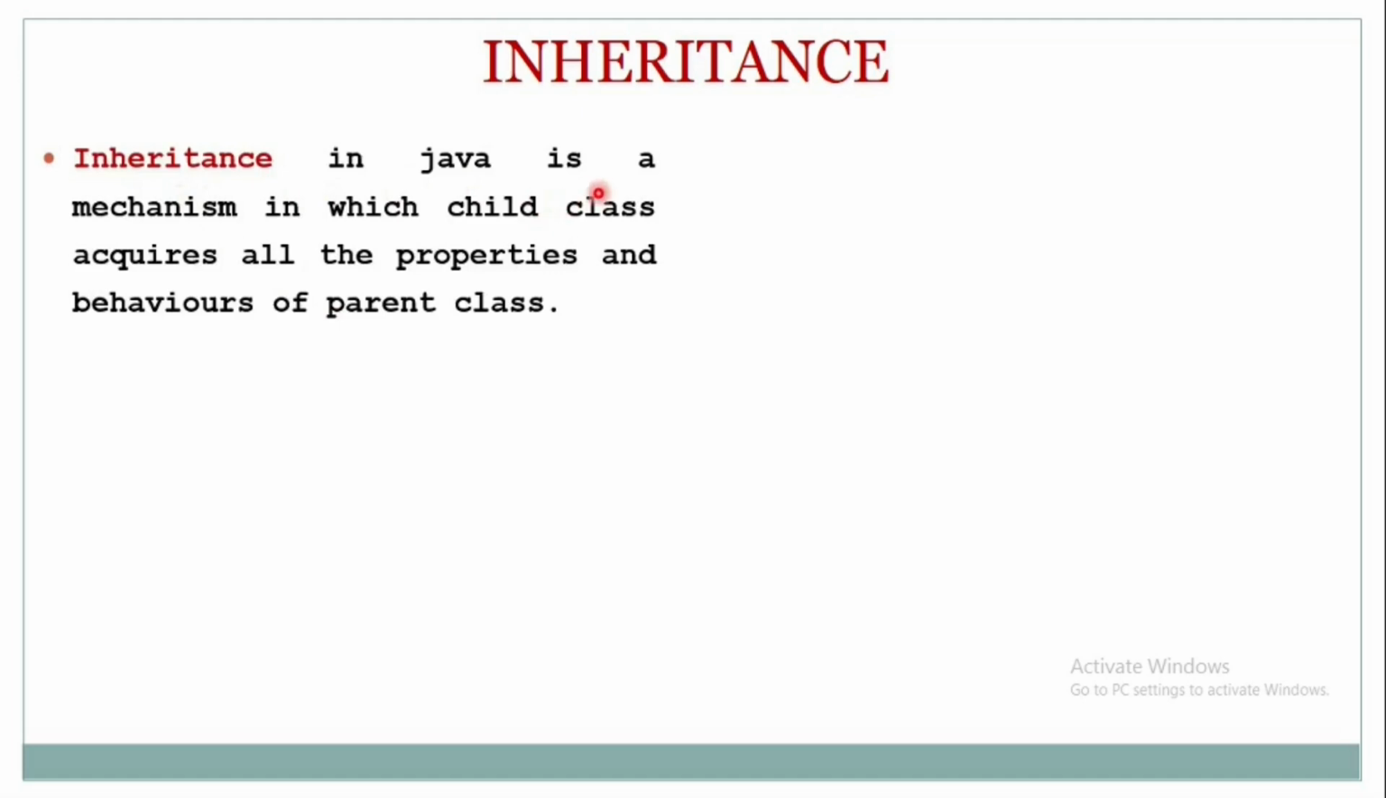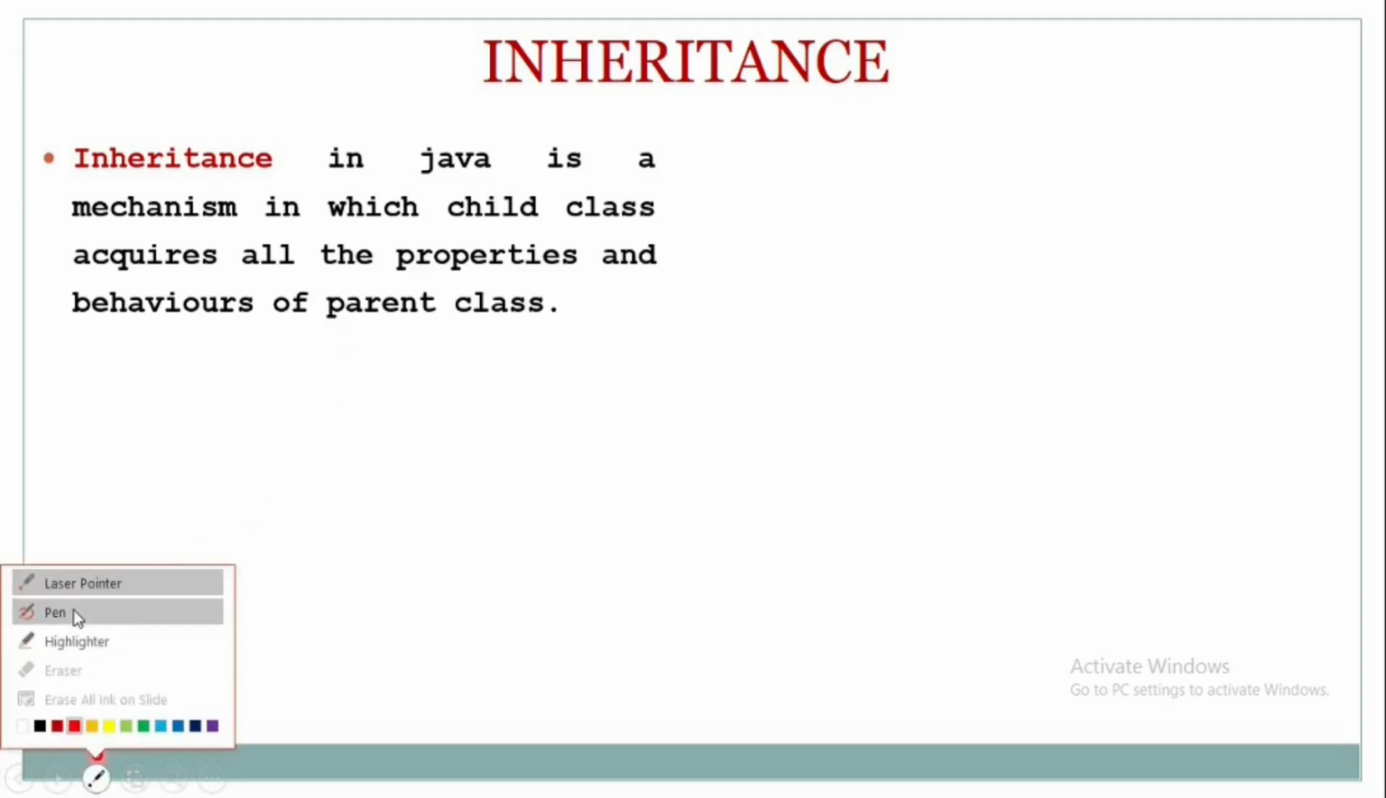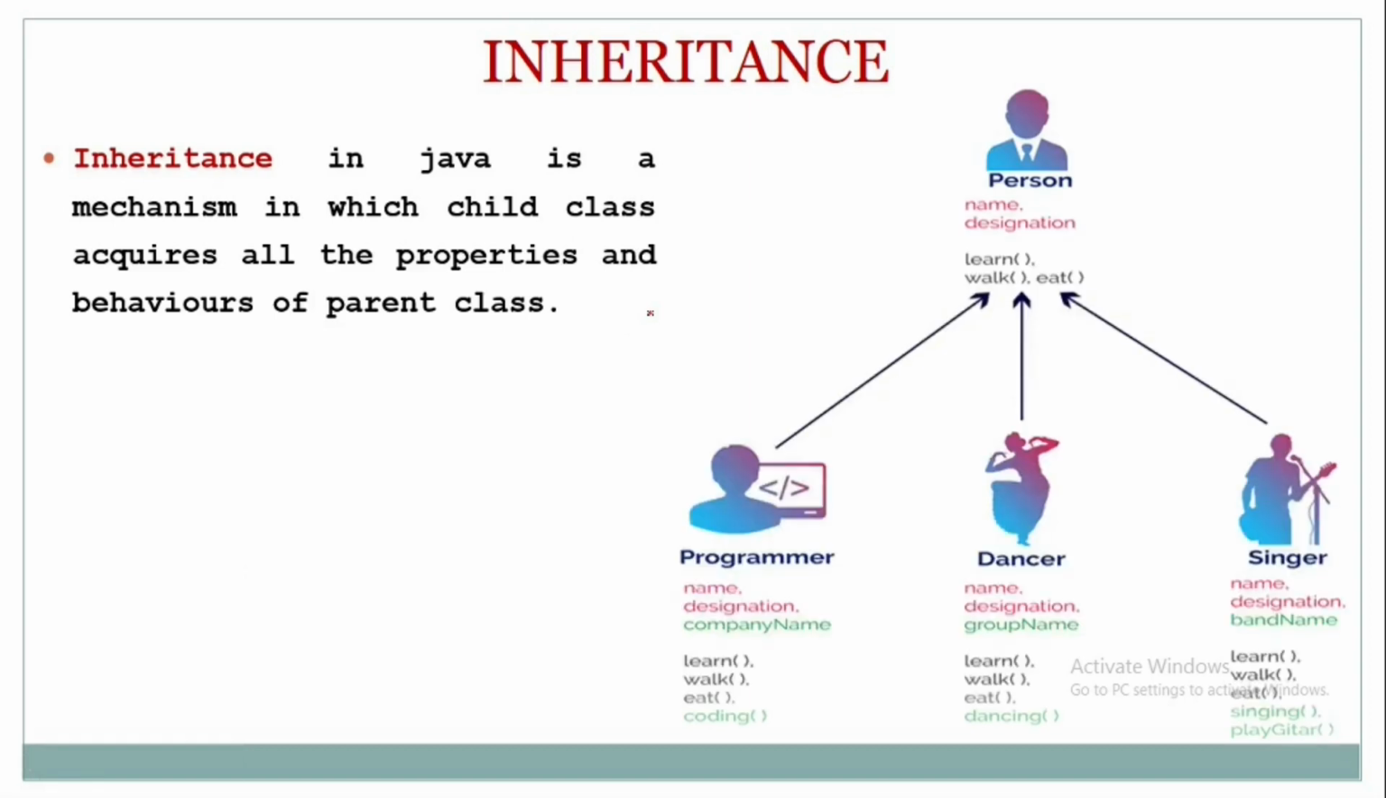Inheritance in Java is a mechanism in which a child class acquires all the properties and behaviors of a parent class. For example, a son having the features and characteristics of a father is one real-world example of inheritance. Let me explain this inheritance concept with a simple example.